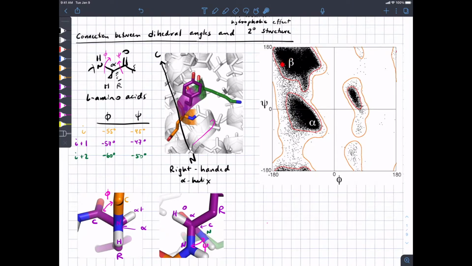And then up here you have dihedral angles that are consistent with the beta pleated sheet. Also shown, though not particularly illustrated here, are what are called polyproline helices. If you've ever heard of collagen, amino acids in collagen adopt dihedral angles in this area of the Ramachandran plot.